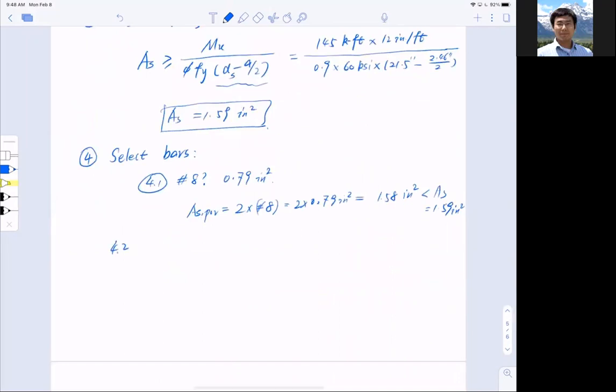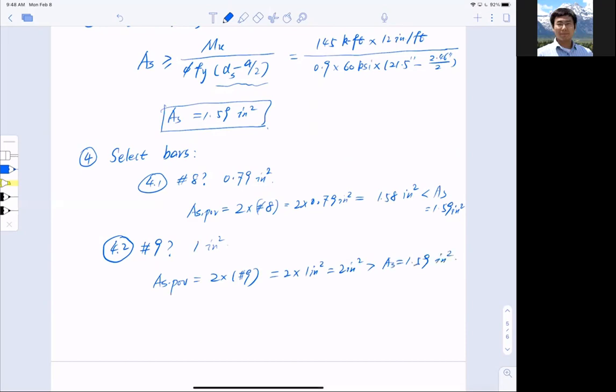So I'm going to stick with 2 bars and just increase my bar size to number 9. That is easy because number 9 is my favorite: it's 1 inch squared. So the provided As is 2 multiplied by number 9 bars, which is 2 multiplied by 1 inch squared, and this 2 inch squared is definitely bigger than the required As of 1.59.